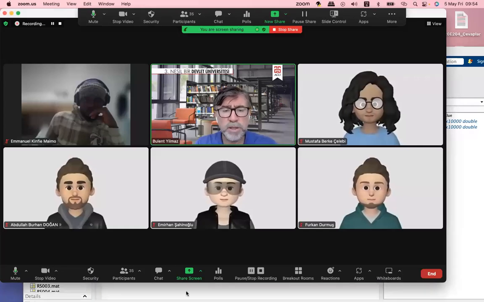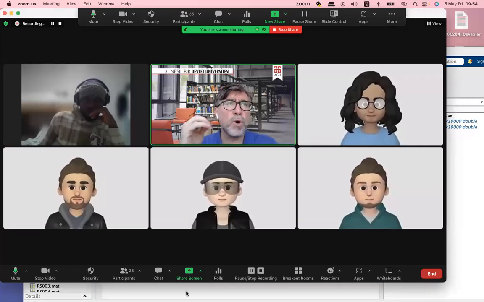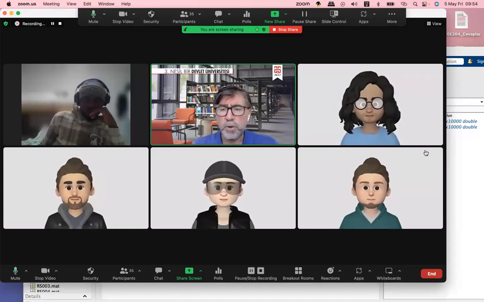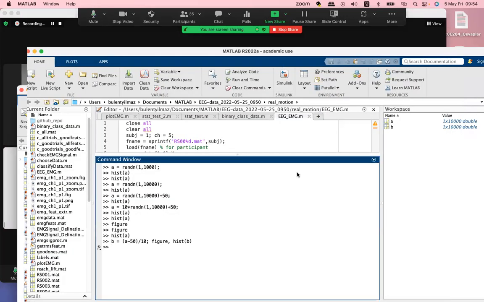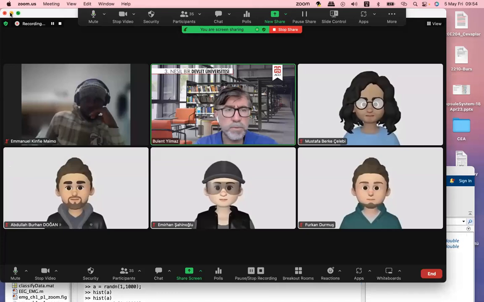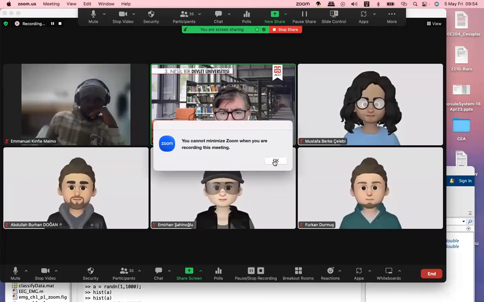What is the probability, how can I find the probability of obtaining a number which is greater than, let me look at here.